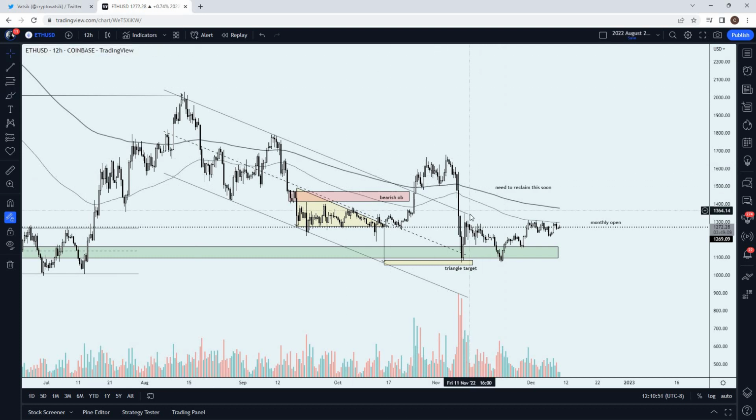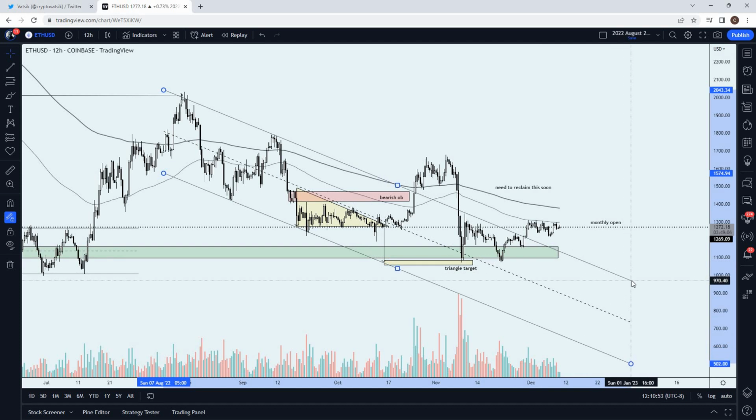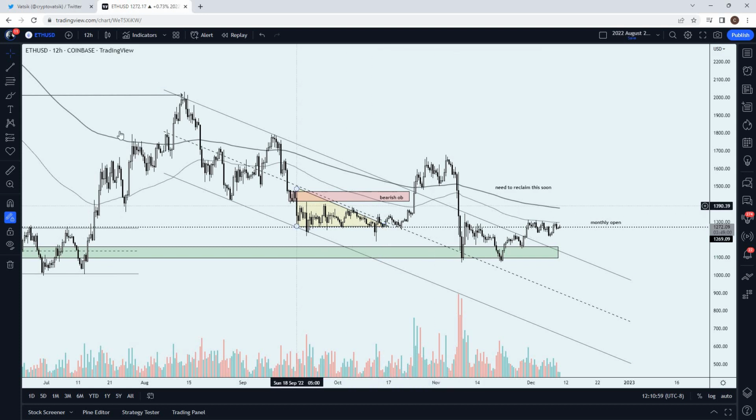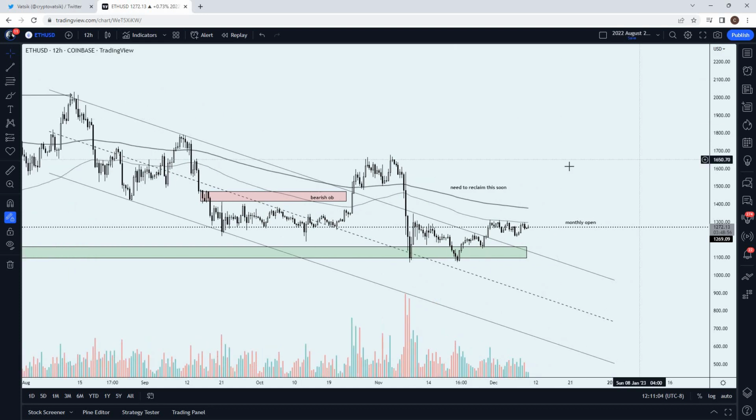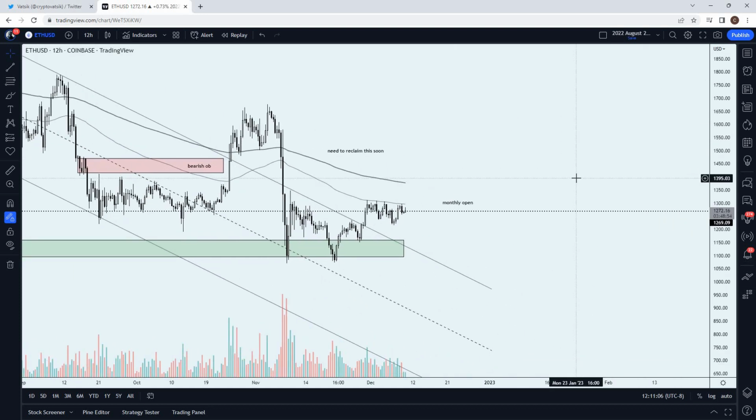So now what I'm going to do is I'm going to just extend out this channel, okay, because it's still appropriate. And we're going to take out this triangle target because that's now basically completed. What's going on here? Okay, so let's start to look at what we're seeing currently.